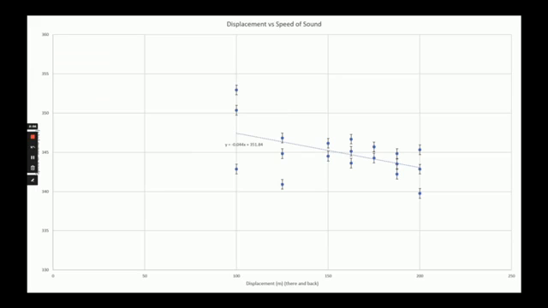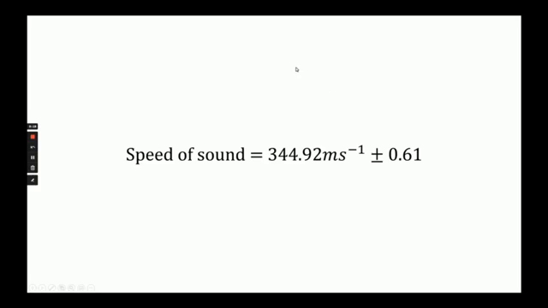Although there is a noticeable downwards trend, overall the data is still very good because the slope of the line is only 0.044, which is very minimal. The error bars are also reasonably sized as well. We finished up with the speed of sound being equal to 344.92 meters per second, with an uncertainty of plus minus 0.61 meters per second.